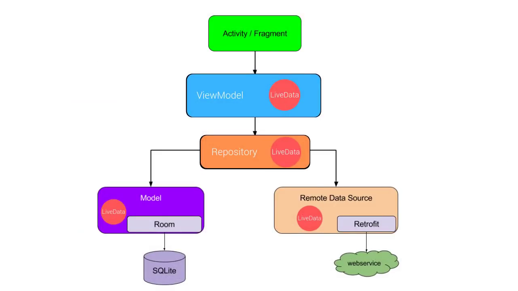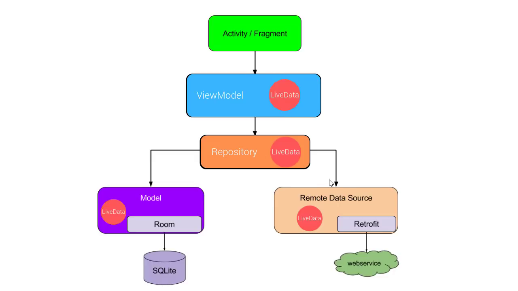So diagrams are always really handy for reviewing architecture. So we have the activity or the fragment where an observer would be, and keep in mind we could have any number of activities or fragments also observing the live data. That's the beautiful thing about it. And our data is coming from one pathway only.